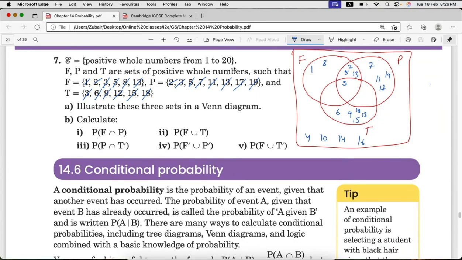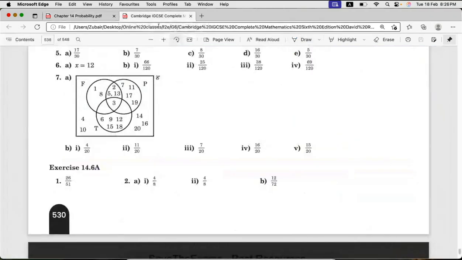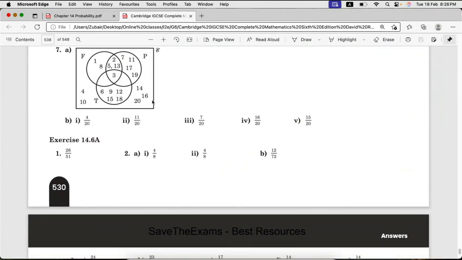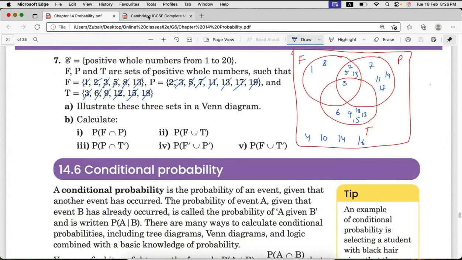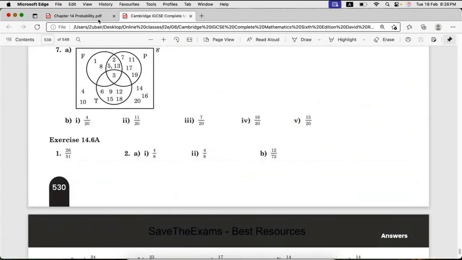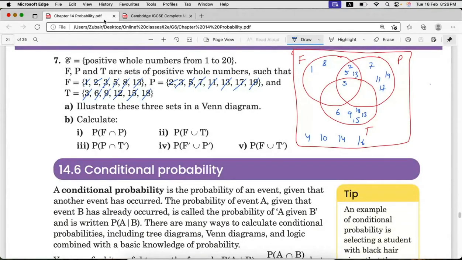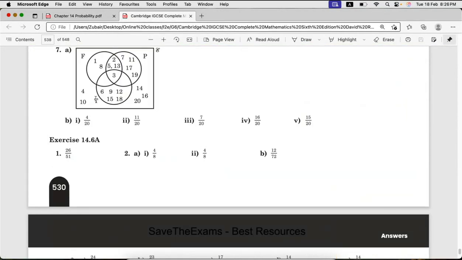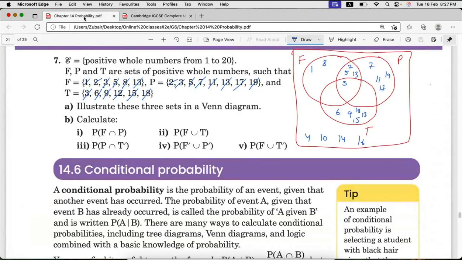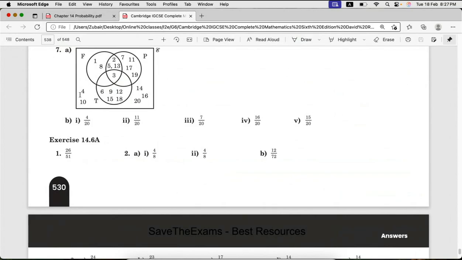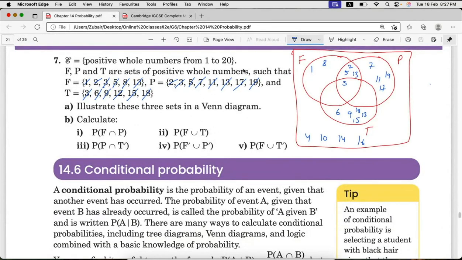I think I should check this first and then move on to A and B parts. This is question 7. Okay, yeah, we have two blank spaces. This is 1, 8, 2, 5, 13, and then 7, 11, 17, 19, yes, then a blank space, and 6, 9, 12, 15, 18, and 4, 10, 14, 16, 20 as well. Why did I miss 20? The universal set is still 20.